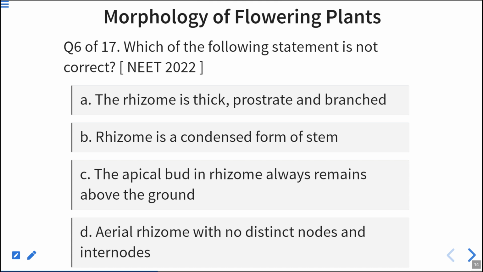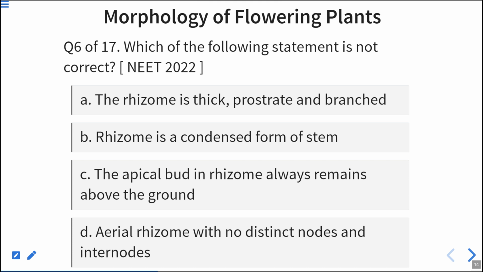And it consists of what? Nodes and internodes. So this statement is true. Now second, rhizome is a condensed form of stem. This is also true. Then the apical bud in rhizome always remains above ground. We will discuss this. And the next option is rhizome is aerial, with no distinct node and internode. So this is the wrong statement here. So this should be the answer.